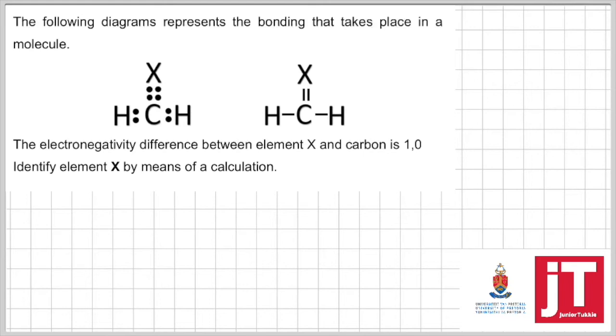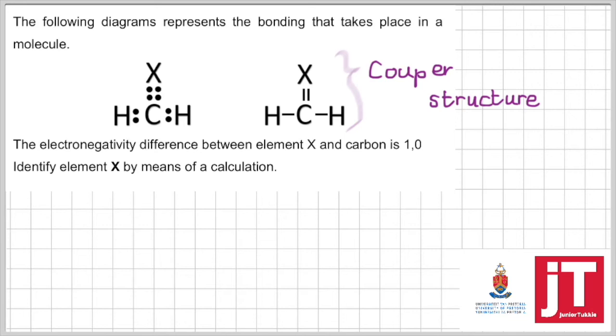The last problem in this video says, the following diagrams represent the bonding that takes place in a molecule. On the left-hand side, we have a Lewis diagram, and on the right-hand side, we have what is called a Couper structure. While in a Lewis diagram, we indicate electrons and bonds by making use of dots and crosses, in a Couper structure, a bond is indicated by a straight line. So notice that between carbon and each hydrogen atom, we have a single bond, while between carbon and this mysterious element X, we have a double bond indicated by two straight lines.